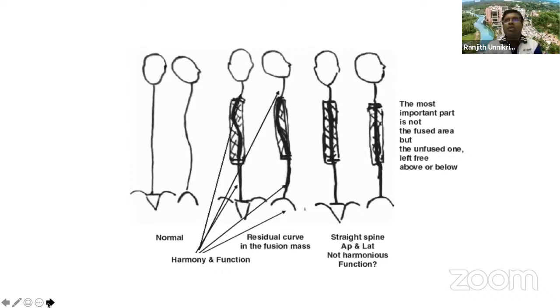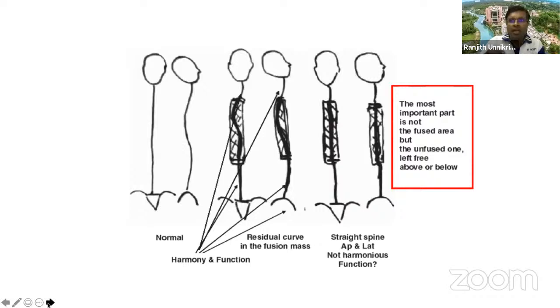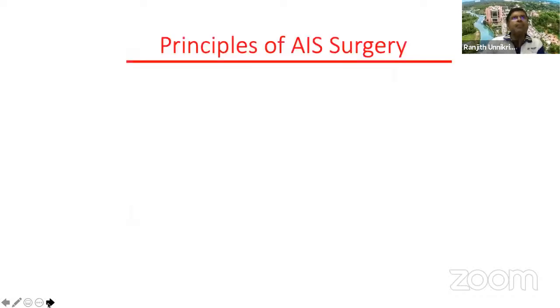So this is the most important part of all our corrections. The most important thing is not the part which we fuse. What really matters is the unfused area. So how we can match the fused area to the unfused area decides the harmony and the function, the HRQOL, and all those things.